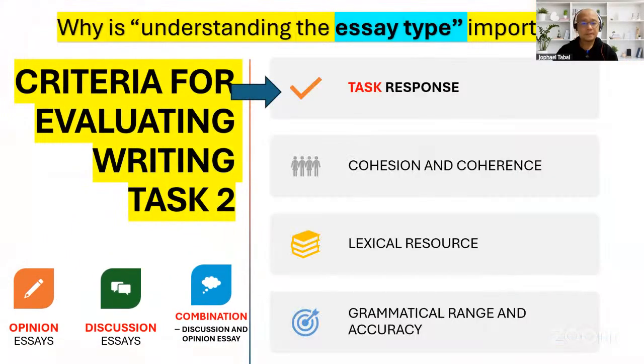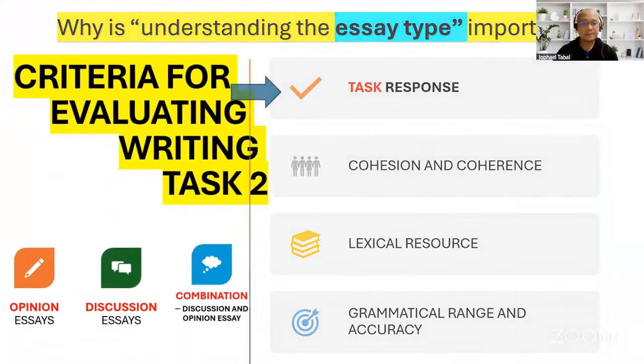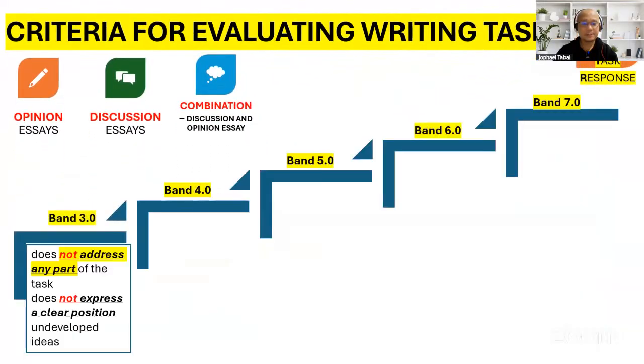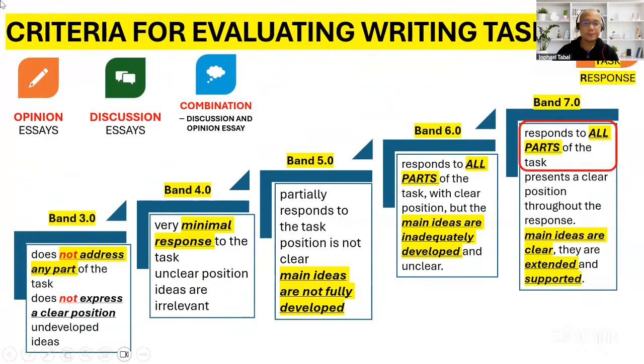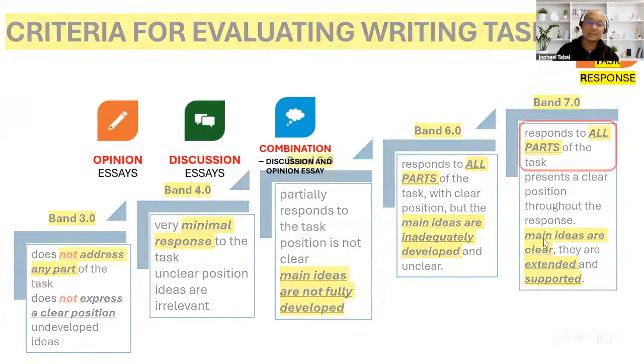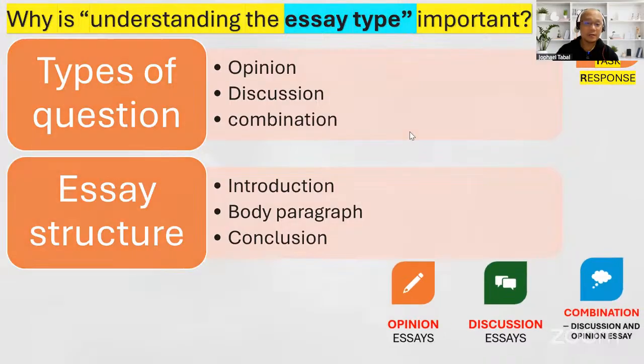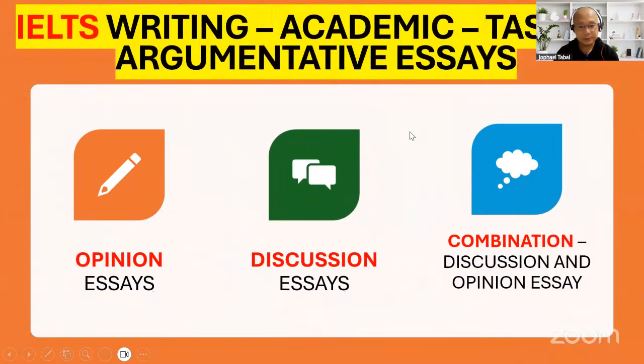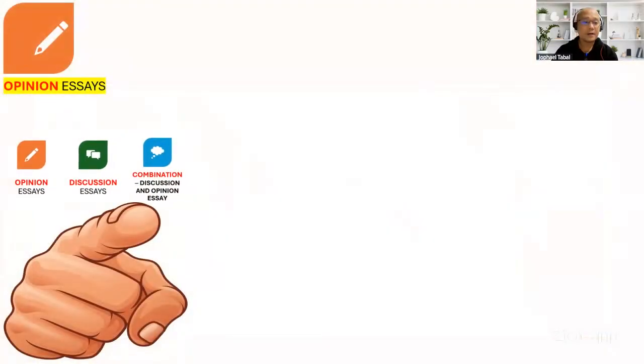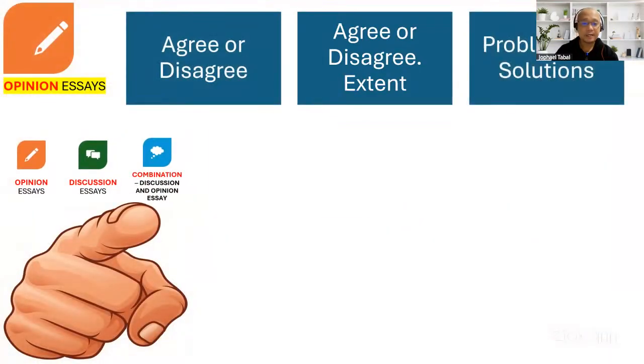So let's begin here with task response. Here are the criteria: response to all parts of the task, clear opinion, main ideas are clear and extended. That's the first one. So types of questions here: opinion, discussion, combination. I squeeze them into three main types of questions.